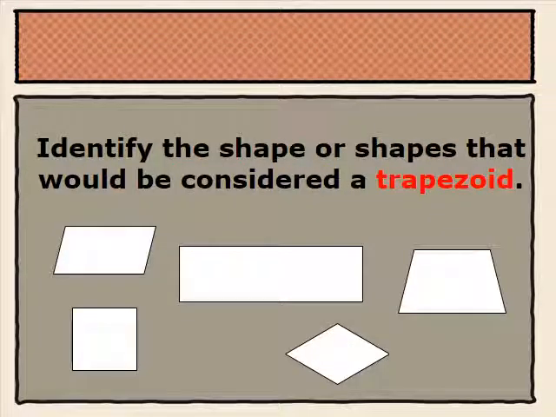Now take a moment to identify the shape or shapes that would be considered a trapezoid. Here we have an example of a trapezoid because it has four sides and only one pair of parallel lines.